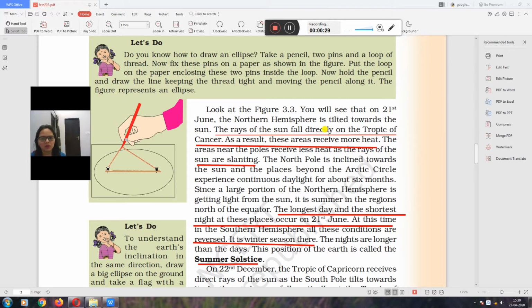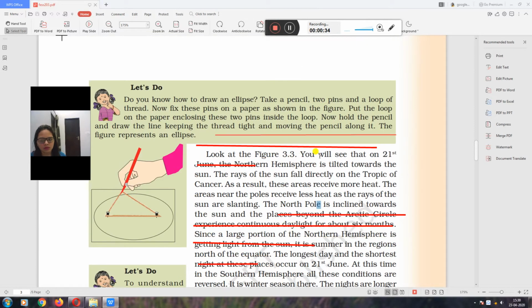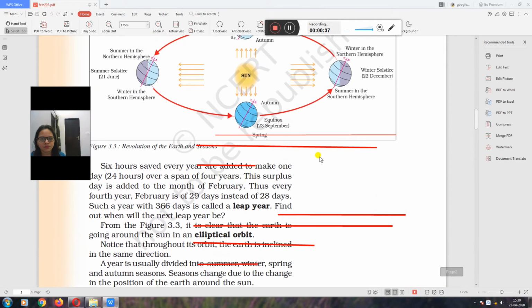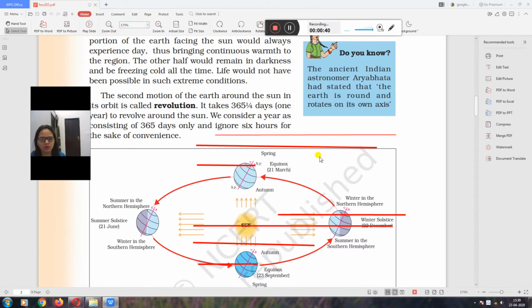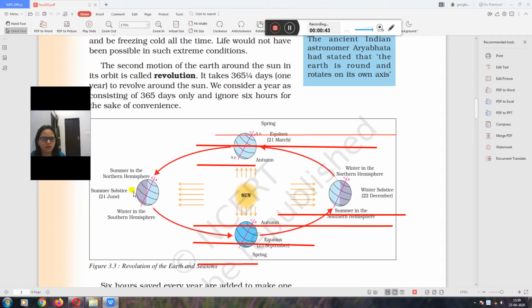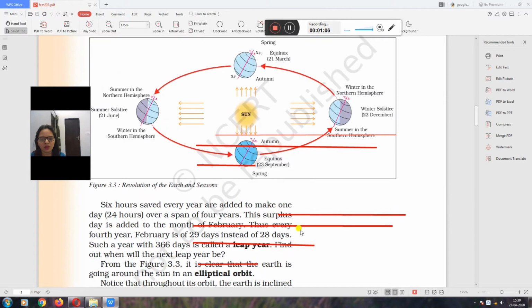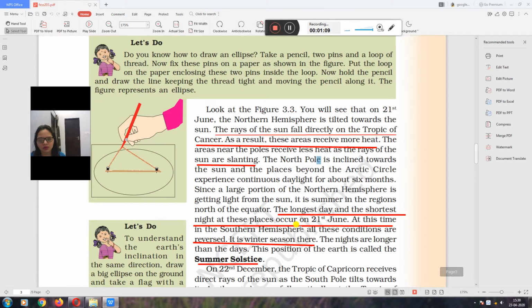In the previous diagram we already discussed the three movements, and here you can see in this diagram the first one, equinox. Equinox is when the day and night are equal, and here is the winter solstice when the days are small and nights are big, and here is 21st June when the days are big and the nights are small. This is the explanation of this diagram. So today we will discuss this.